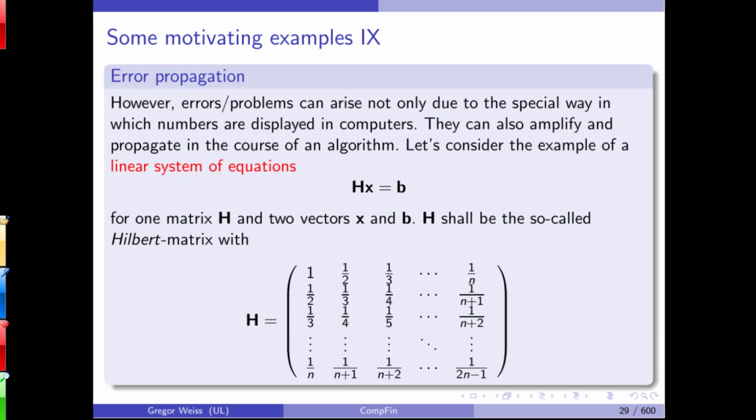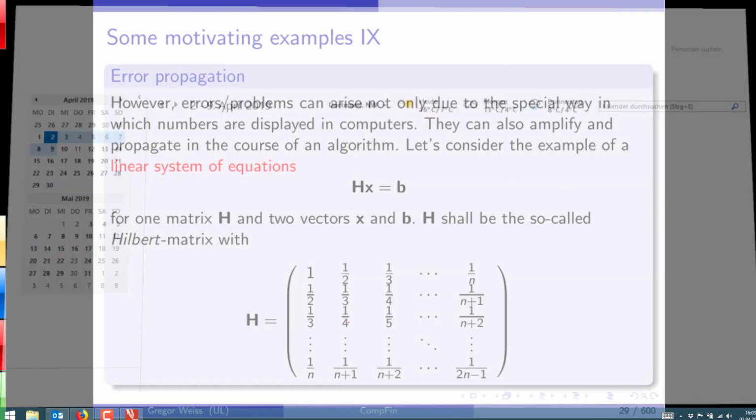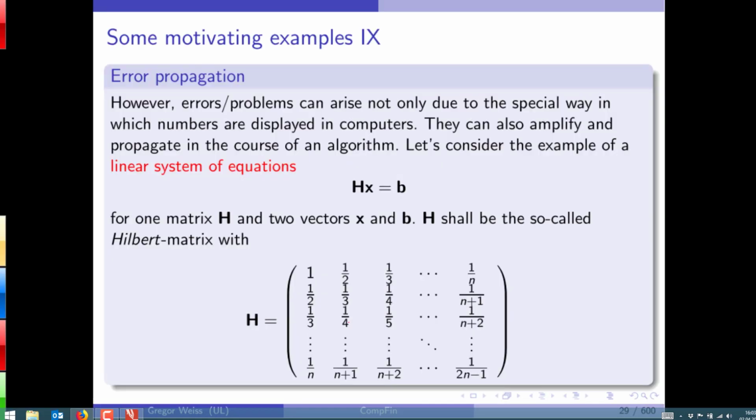What else? Let's look at this simple linear system of equations. Lineares Gleichungssystem in German. We'll always write a system of linear equations in matrix notation. H times x equals b. x is the solution vector. We are interested in solving for x. We have a matrix H and vectors x and b.